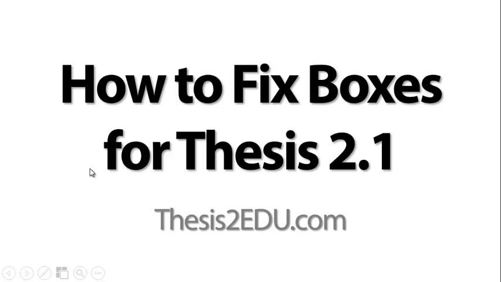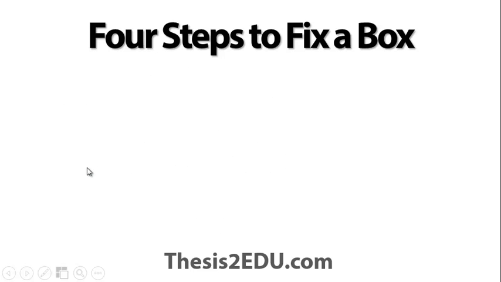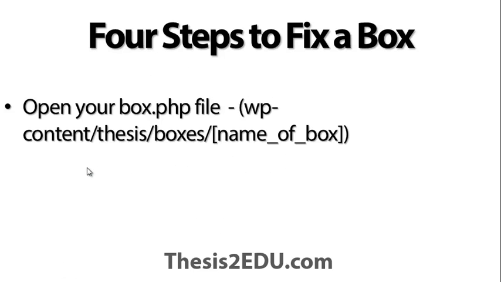Let's go through that. There are four steps to do. Just four steps. The first step is to open your box PHP file. If you've got it installed and you want to do it right on your site, you should be able to find the box file under wp-content/thesis/boxes/ whatever the name of your box is, and then that'll be the box PHP file.